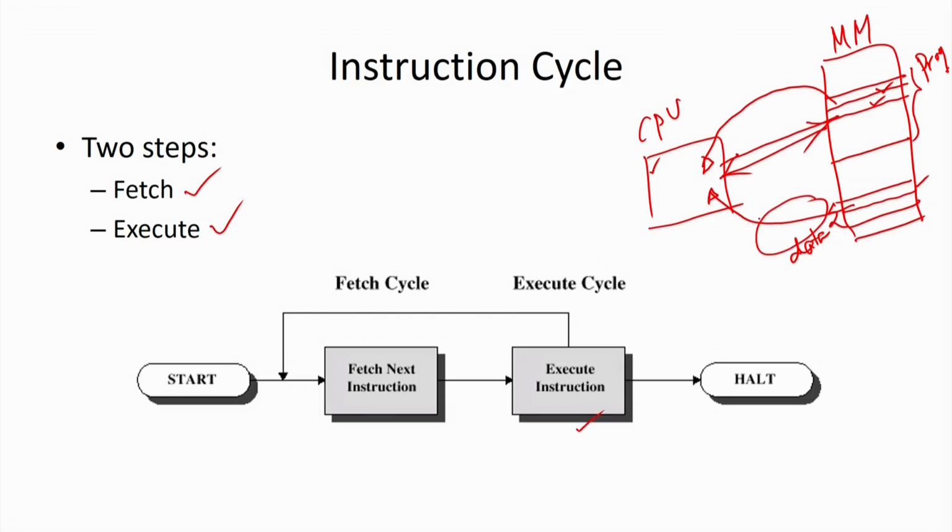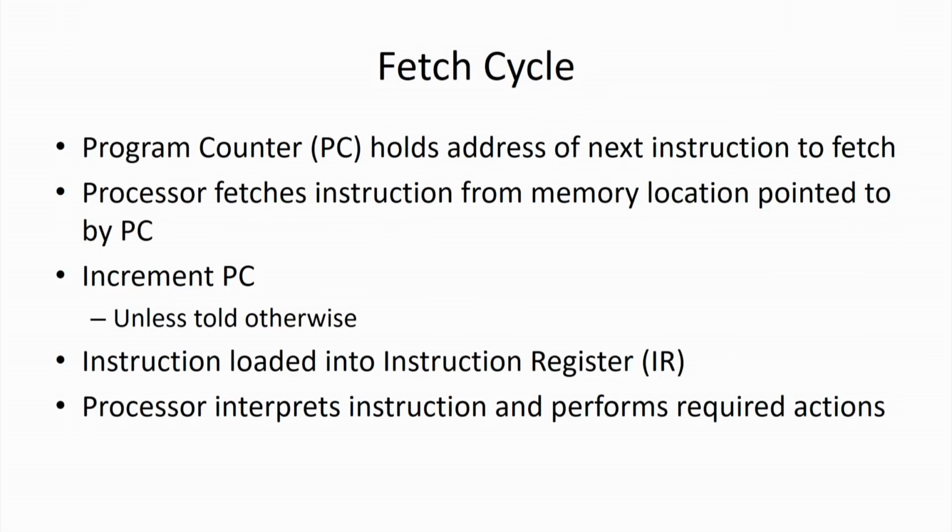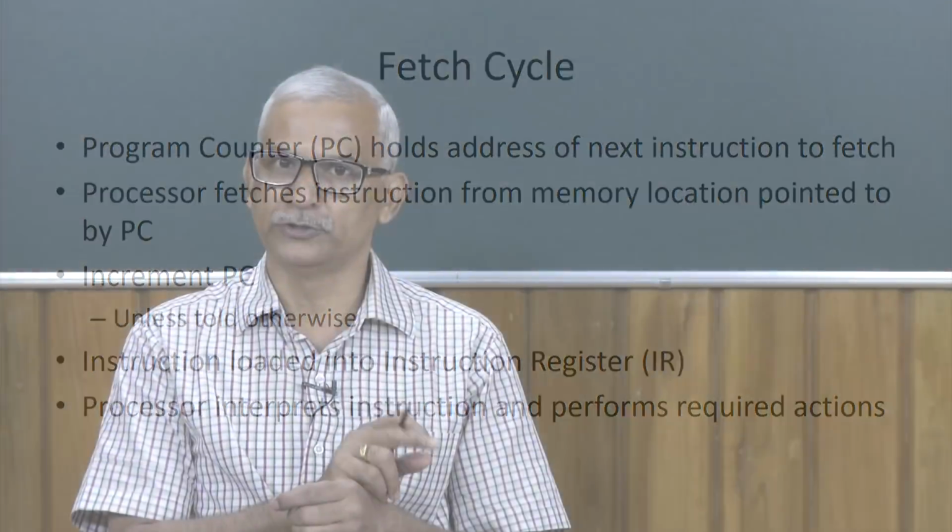So, in the indirect cycle we are going to bring the information inside the processor. Once my instruction and data are available inside the processor, then the processor can carry out those particular operations. So, this is the indirect cycle. Now, what are we going to do in a fetch cycle? It is fetching information from memory to the processor.